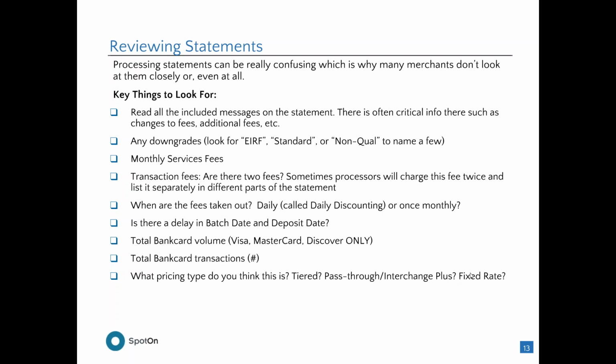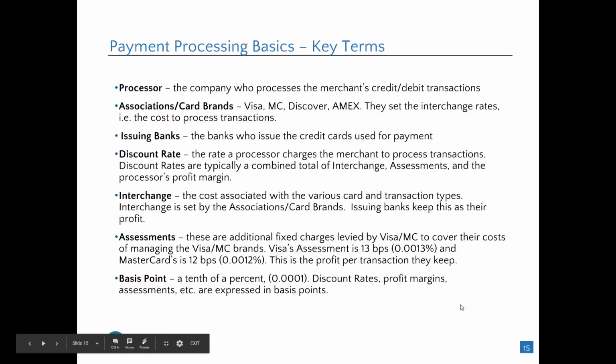Is this pass-through or interchange plus? Is this fixed rate, et cetera, et cetera? So again, super helpful page to print out and review before you go out prospecting, so that you can identify things quickly as you get those statements, and then begin to have a different type of conversation and not just the rate conversation. The last several pages are the appendix, and as I mentioned, these are the glossary of terms, key terms within our industry.